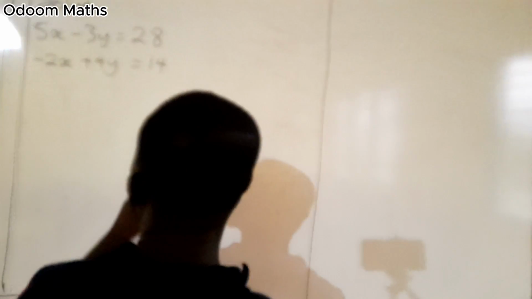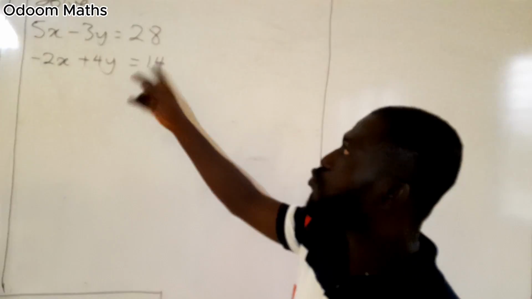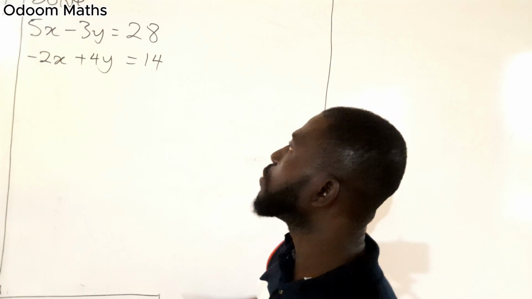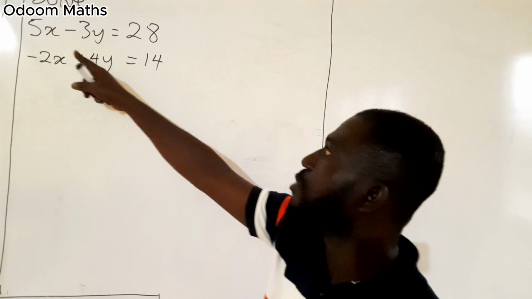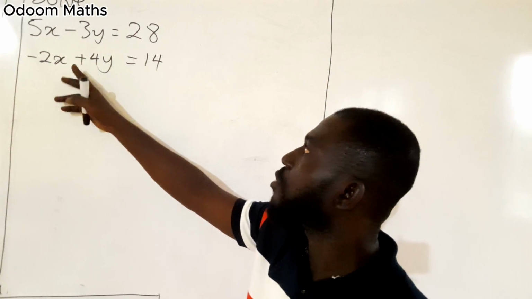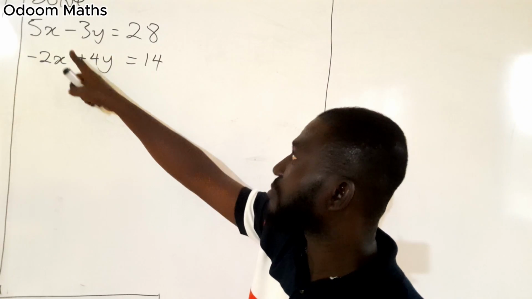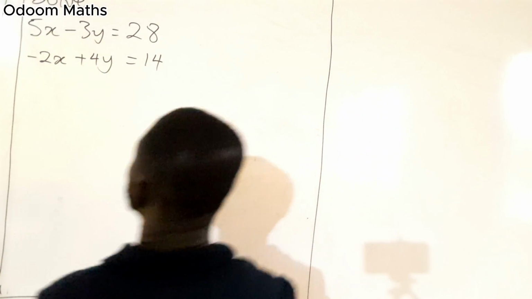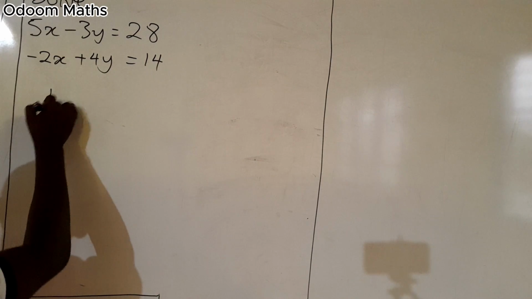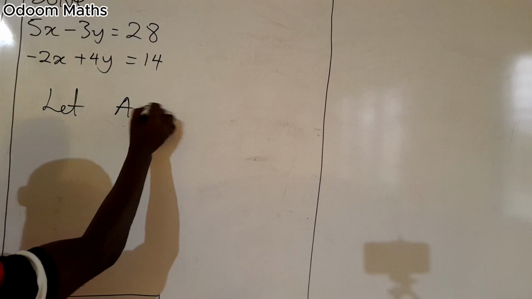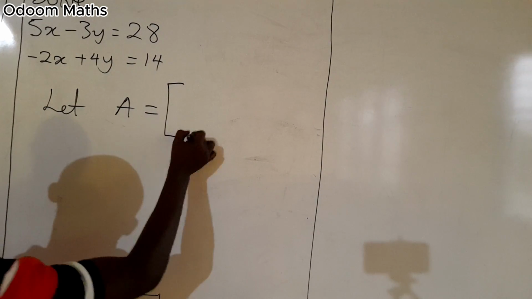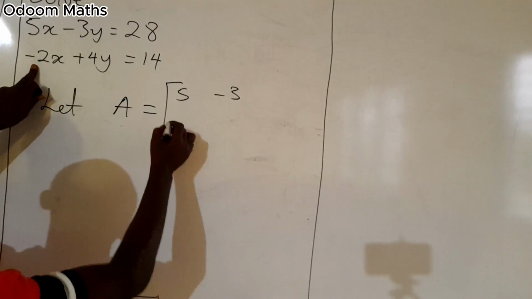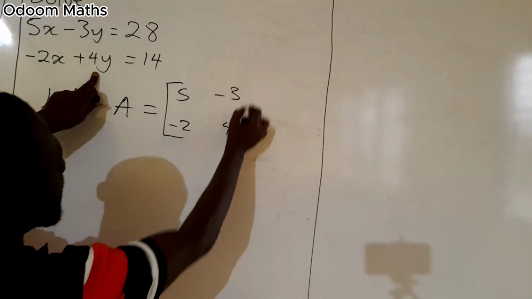Okay, let's look at one more example. Now let's look at these two equations, how we can solve using the inverse approach. So we need to first write the coefficient matrix, or after we write the variable, then that of the constants. So we let A as usual be equal to the matrix 5, negative 3, negative 2, 4.